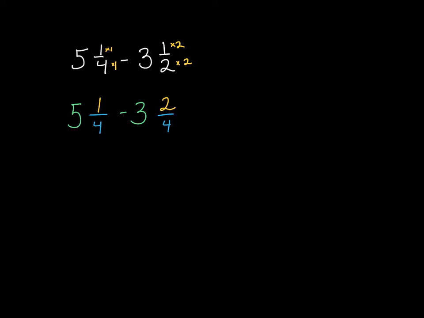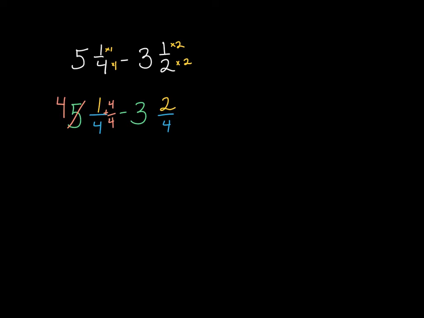Now when we go to subtract, we have a little problem here. We can't do 1 minus 2, so we have to borrow. We borrow from a whole number. We're going to make that a 4, and we're going to add 4 over 4. The reason we add 4 over 4 is 4 over 4 actually reduces to 1.